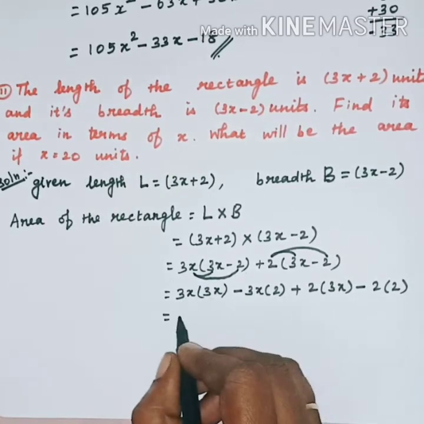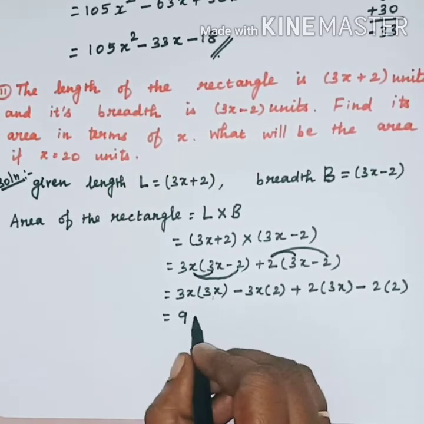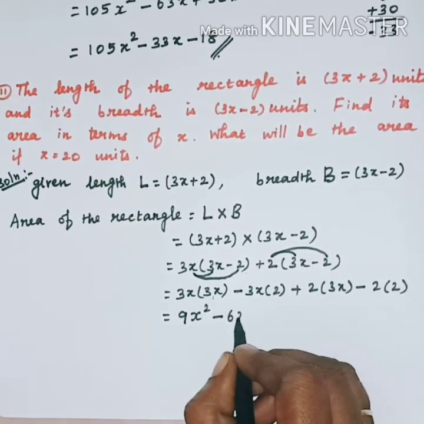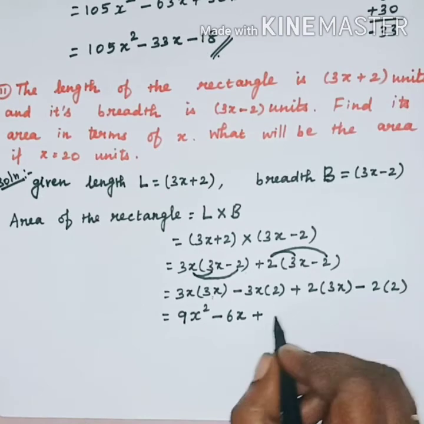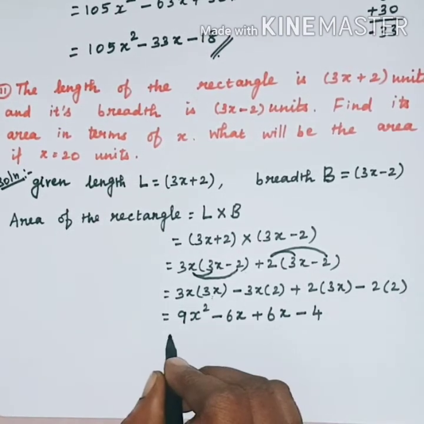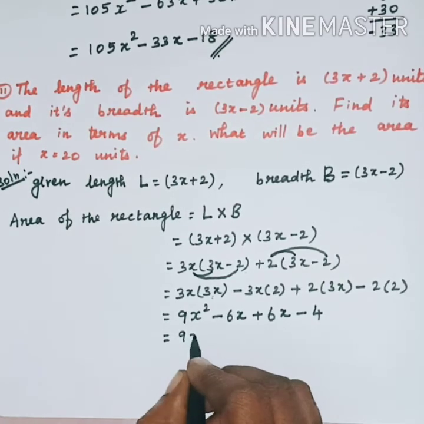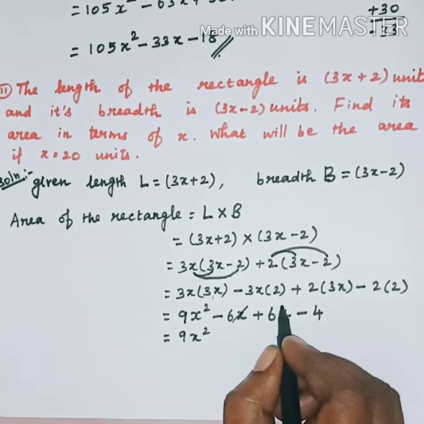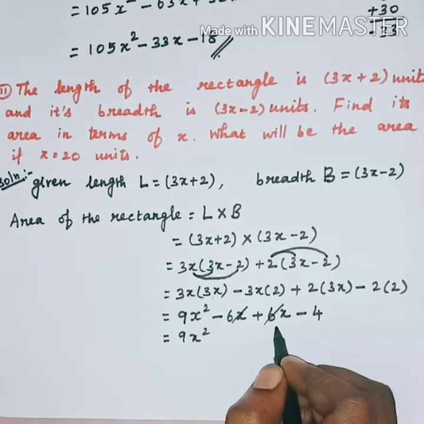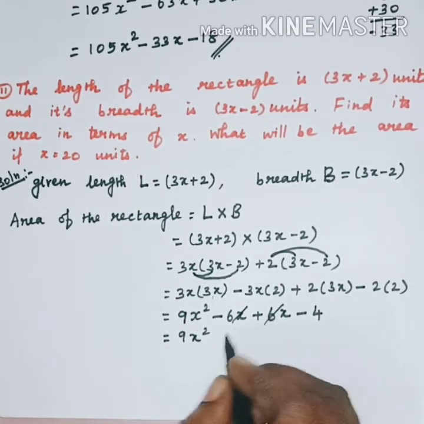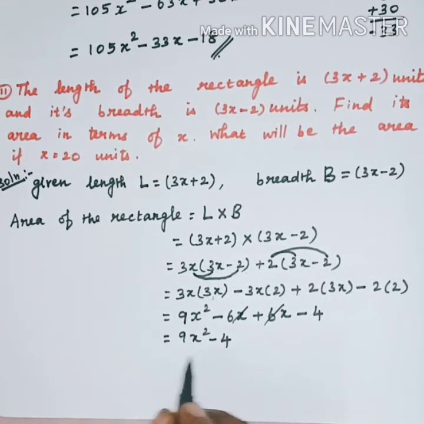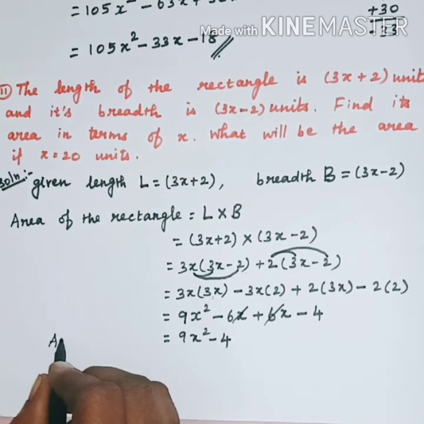Now 3 3s are 9, x into x is x square, minus 3 2s are 6, 6x. Here 2 3s are 6, 6x minus 2 2s are 4. Which is equal to 9x square plus 6x minus 6x getting cancelled, because adding these two we get 0, isn't it? So these two get cancelled. Minus 4. 9x square minus 4 is the area of the rectangle.